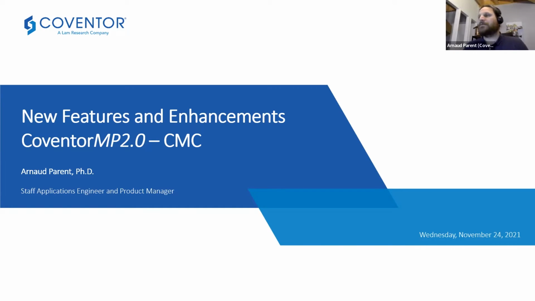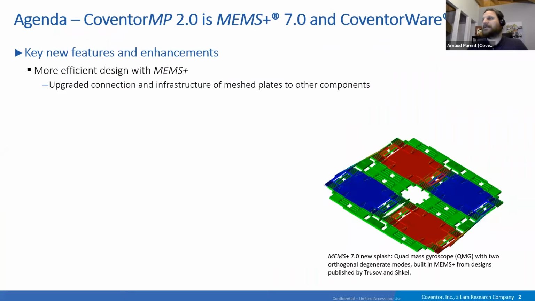Thank you. I'm here to talk about the new version of Coventor MP 2.0. Coventor MP is the platform for MEMS designers, and as you should know, it's two software. One is called Coventorware, a standard finite element software, and the other is MEMS Plus, which is for system simulation. You can use it in conjunction with Simulink or Cadence, for example. What will be covered today are the new features and new possibilities of the software, so you should already know the software to follow this presentation.